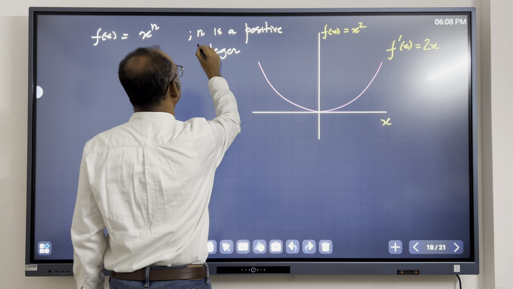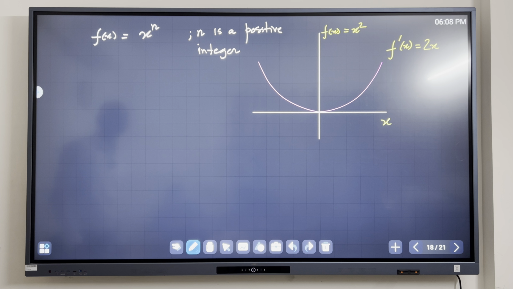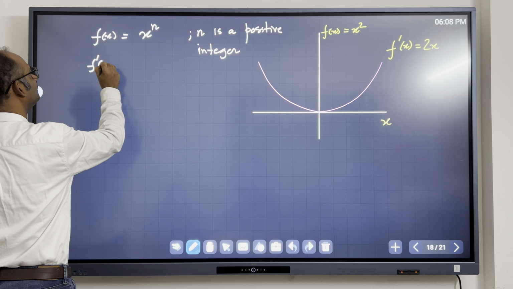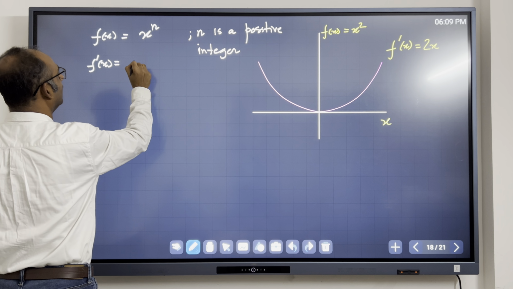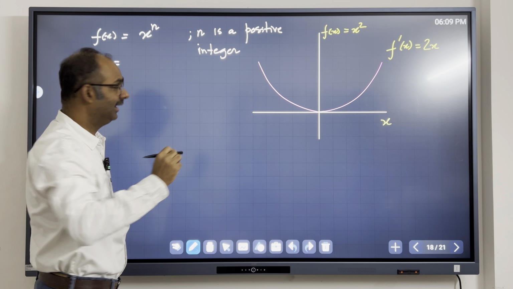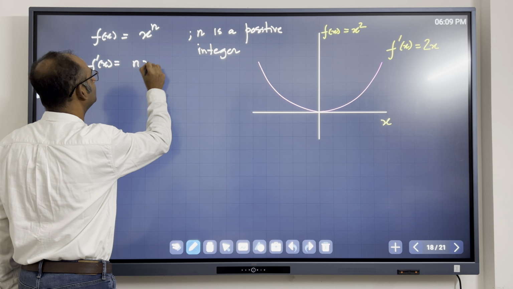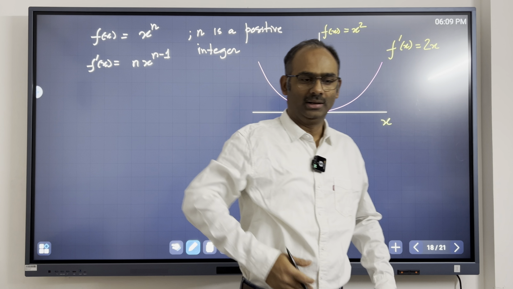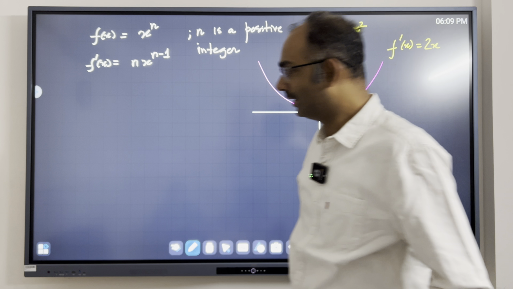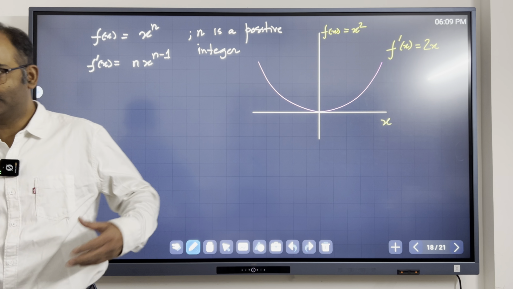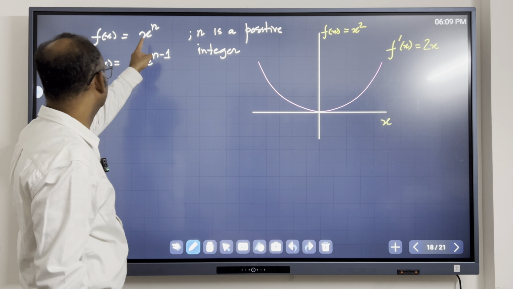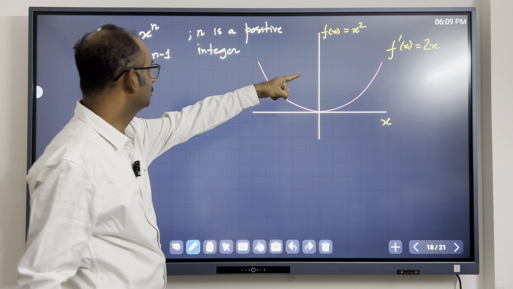If f of x is x to the n, where we saw that n is a positive integer, then f prime of x is n x to the n minus 1. So we had shown this result for n equal to 1, 2, 3, 4 like this. Any integer, and that's what I used here. So x square gives you 2x.